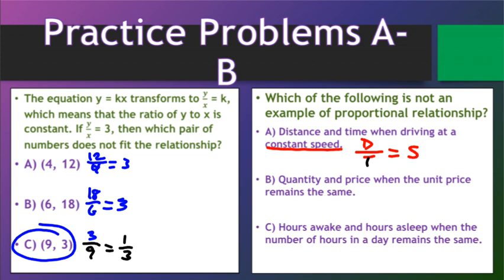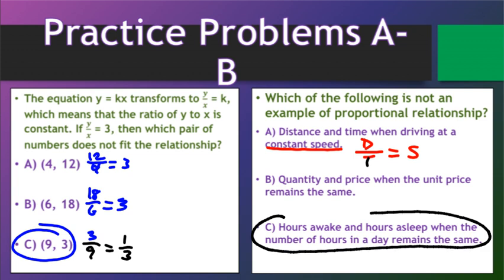The quantity and price when the unit price remains the same. So if you buy 5 of one item and it costs 50 cents, the ratio is still going to be the same if you bought 10 of them at the same unit price of 50 cents. So the only one that is not proportional would be C. Just because the number of hours stays the same doesn't mean that you sleep the same amount of hours each day or you're awake for the same amount. That's going to change each day.